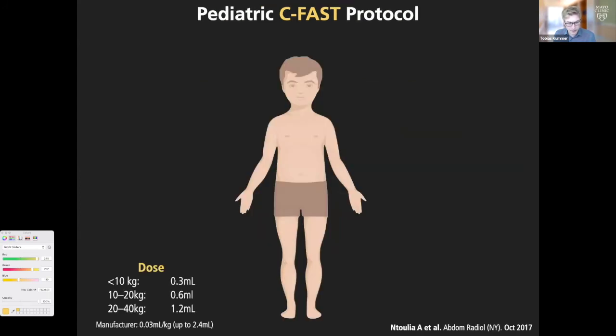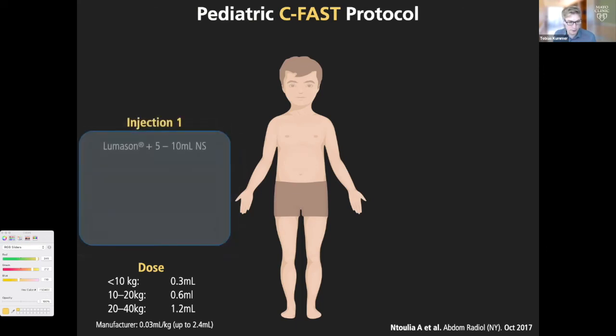For the pediatrics, the manufacturer says you should use 0.03 mL per kilogram. Because in trauma it's a little more complicated to do all the calculations, we broke it up into 4 different categories: less than 10, 10 to 20, 20 to 40, and then above 40 they get the adult dose.